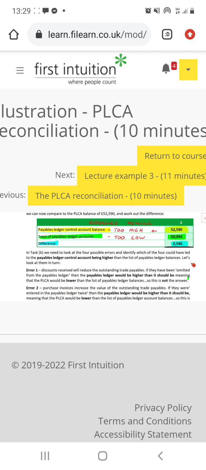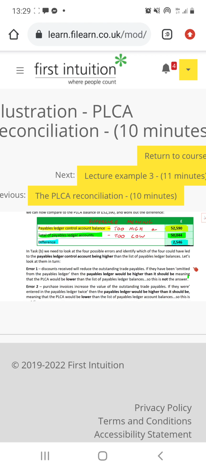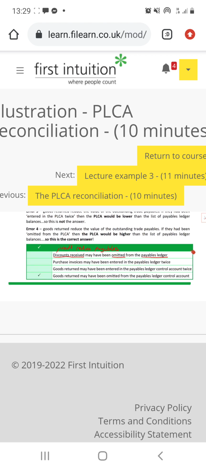If there are a load of discounts to apply to that 50,044, it's going to get even smaller, so it would make this difference bigger. It's not going to explain why we currently have that difference, so it cannot be that. That would make the difference worse. It wouldn't solve the difference. The next explanation they give us is that purchase invoices may have been entered in the payables ledger twice. Well, if you've got a purchase invoice, what's that going to do?